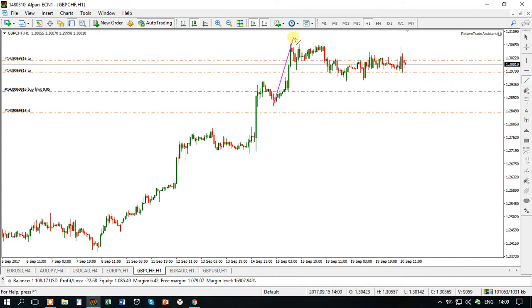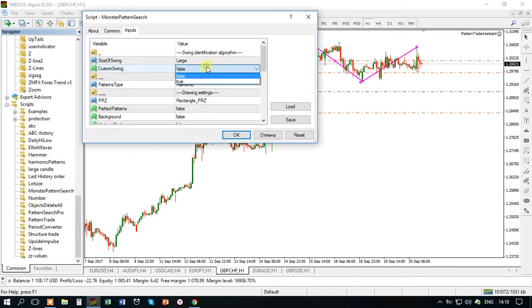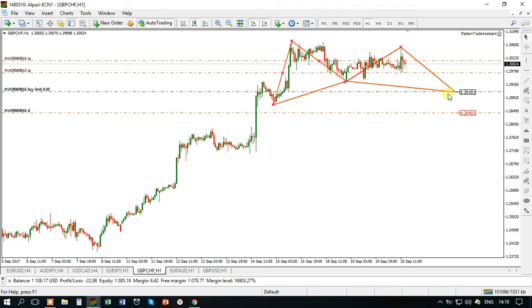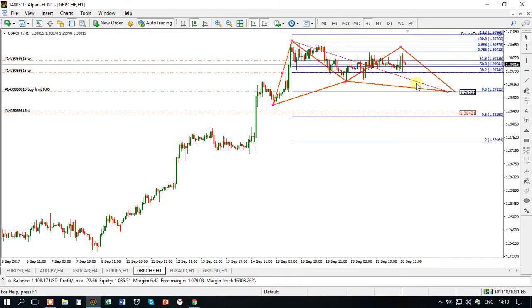So draw this X to A, A to B, B to C, and then double click, true, advanced. So the pattern is drawn, the entry didn't change, nothing changed. Let's go next.